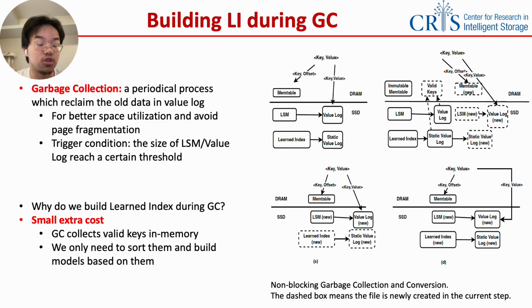During garbage collection, we need to collect valid key-value pairs and temporarily store them in memory. What we need to do is only to sort them and build the learned index model based on the sorted valid keys. Then, because those keys would be indexed by the learned model, we don't need to reinsert them into the LSM after the garbage collection.